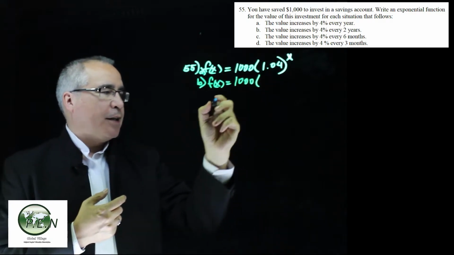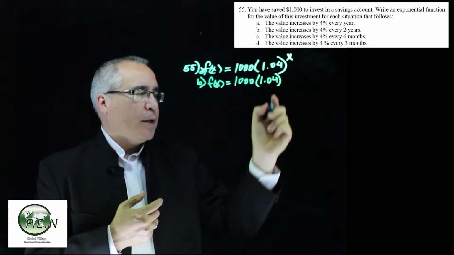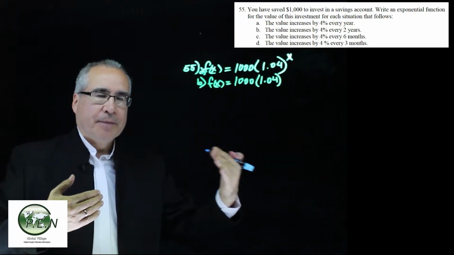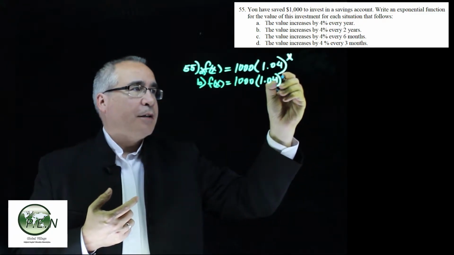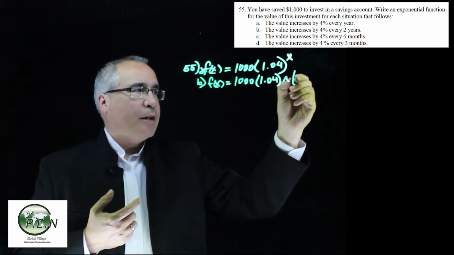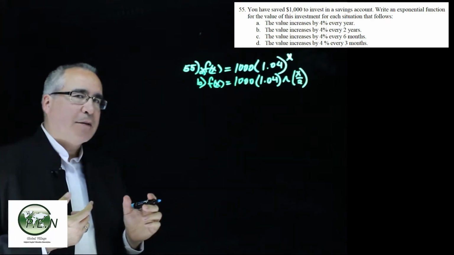We still have increasing by 4%, so that doesn't change. But what does change is it now takes 2 years to get this 4% growth. 2 years. So it's going to be slower than this one up here. So the exponent, I'll write it like this, is going to be x over 2. X divided by 2. So think about it.